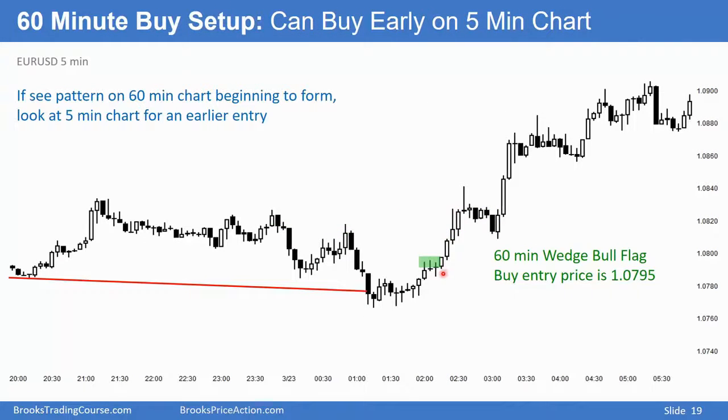And this is the 5-minute chart. This would be the 60-minute entry right there, 1.0795. However, on the 60-minute chart, you saw the possibility of a wedge bull flag. You could look at a 5-minute chart for an earlier entry, for example, here or here, a micro double bottom or a triangle, 1, 2, 3. The entry price is 1.0780, about 15 pips lower than the entry on the 60-minute chart.